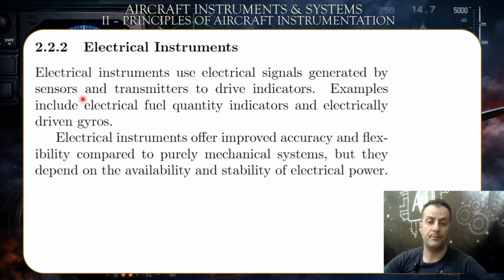Electrical instruments use electrical signals generated by sensors and transmitters to drive indicators. So we have electrical sensors and transmitters. These are the ones that drive indicators. Examples include the electrical fuel quantity indicator.